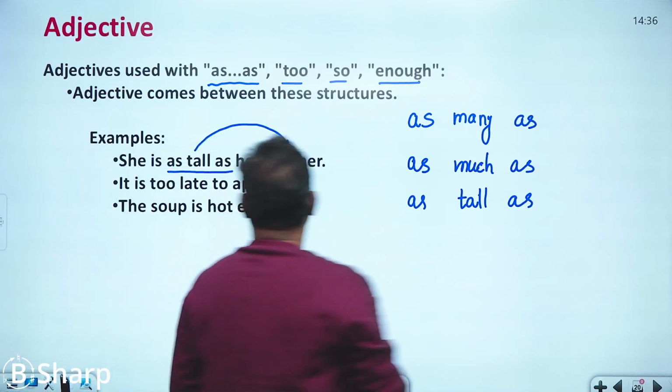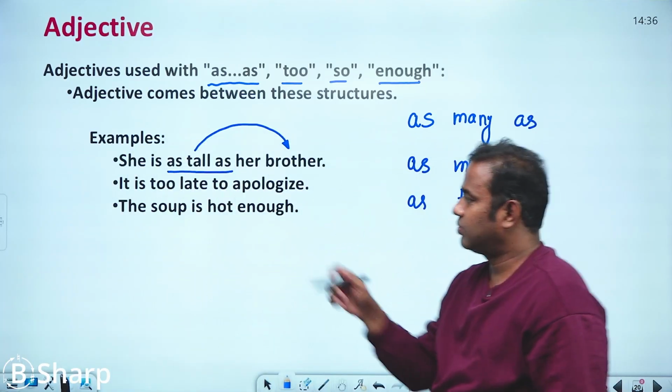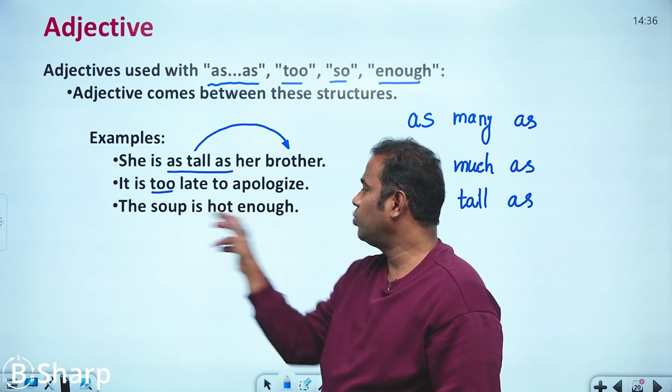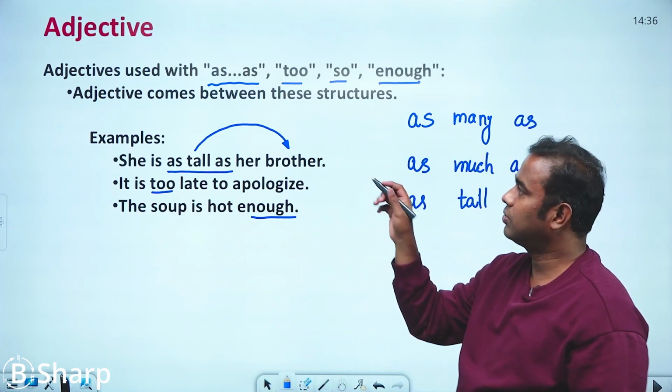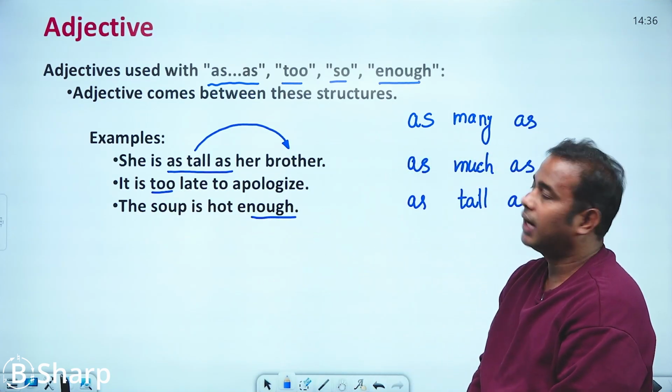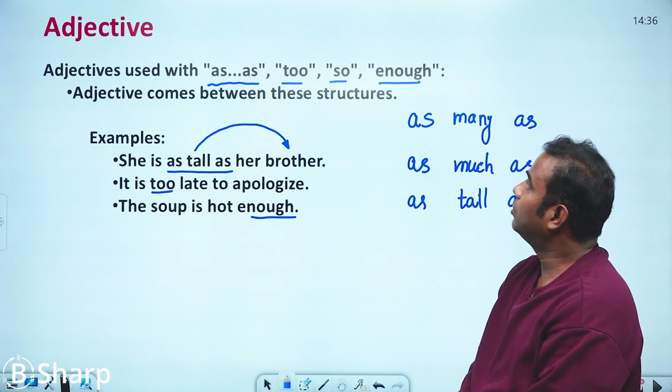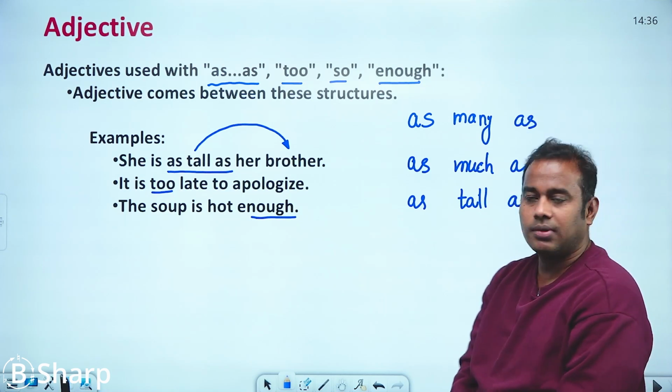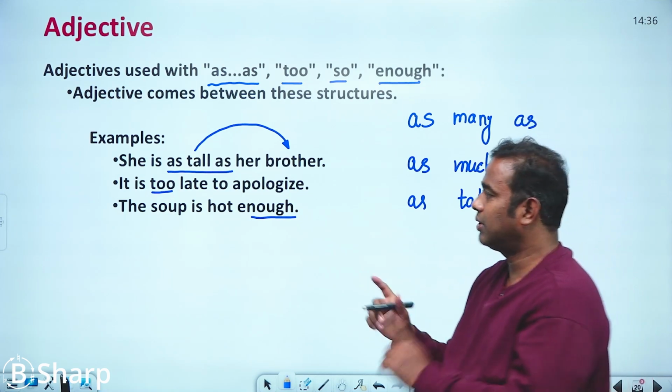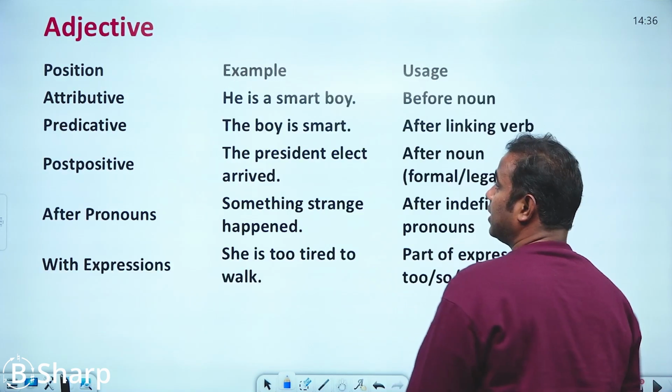Okay, so likewise it is too late to apologize. Too late, and the soup is hot enough. So like this also we can use. Some adjectives used with as, dash, as, and to, so, enough, these come in between the structures. Likewise, you just remember the point here.